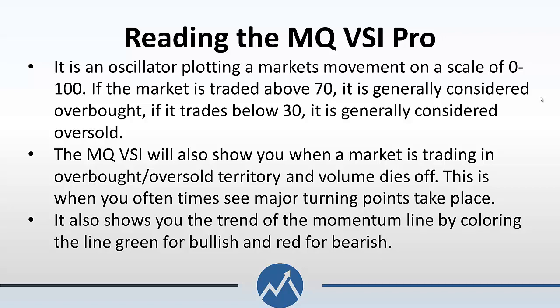The VSI is going to show you when a market's trading at overbought and oversold, but then it's also going to analyze the volume of that market, and it's going to tell us when market volume starts to dry up. So if you think about when a market is rallying or selling off, what's causing that? Well, there's either a lot of buyers coming in pushing prices higher, or a lot of sellers coming in pushing prices lower, right? So when does that market start to change?